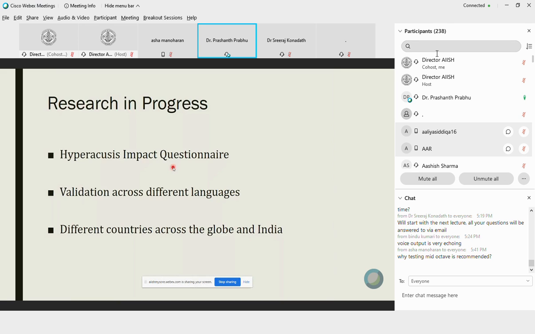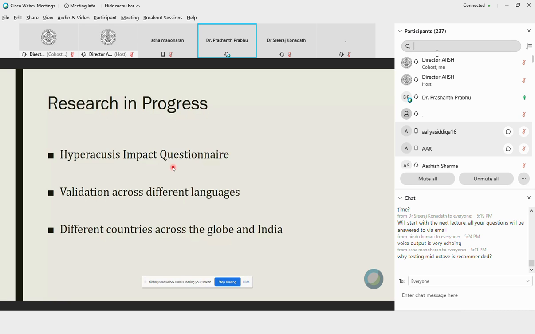Okay, on similar lines, there is research in progress where we are developing a hyperacusis impact questionnaire. This is in collaboration with Dr. Hashiraz, who is one of the speakers for tomorrow, who would be talking on CBT. So we are developing a hyperacusis impact questionnaire and validating it in different languages, and across the globe. It's happening across 8 countries and also in different languages in India. So we are coordinating it.